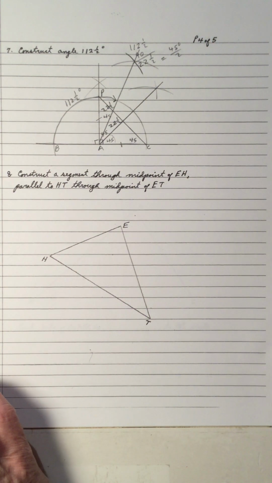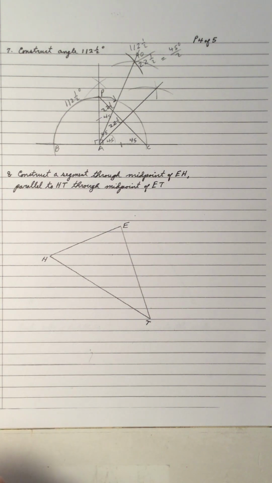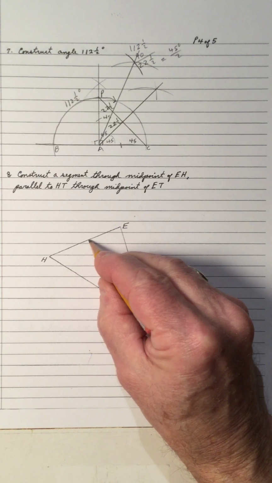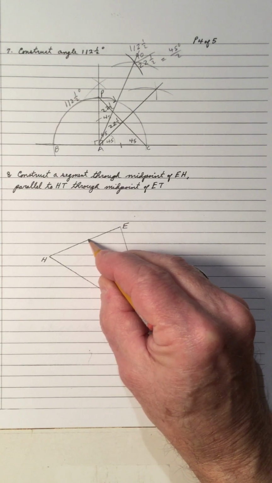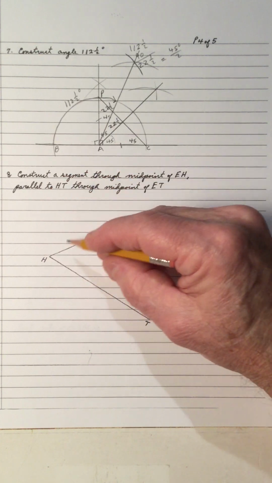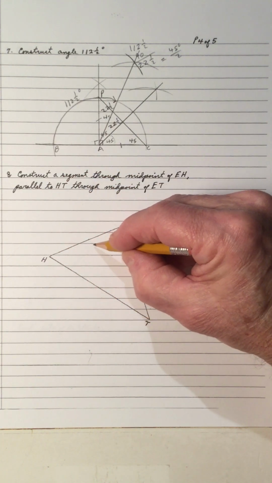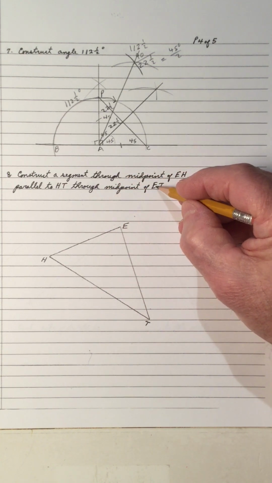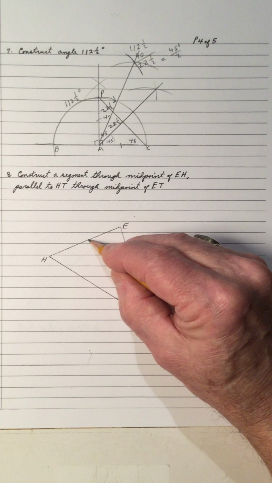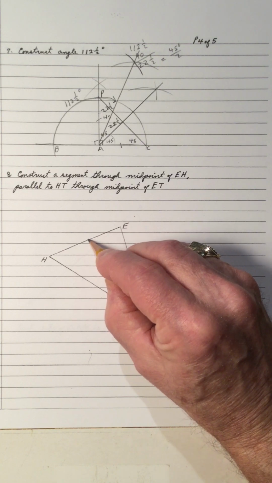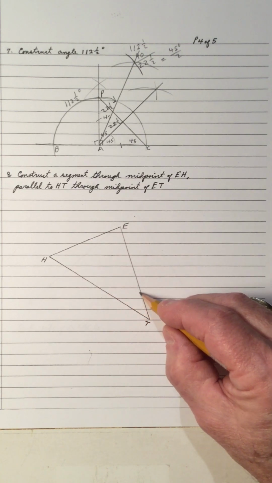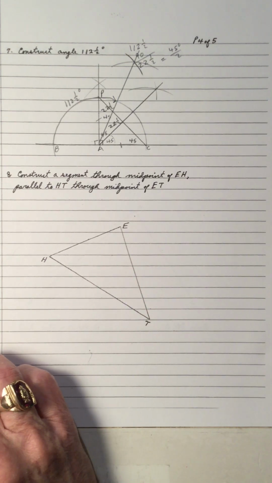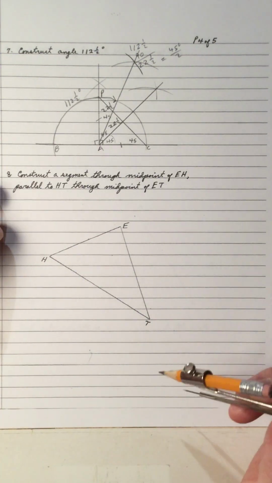Now we have another one to do. Keep reviewing, keep practicing. Construct a segment through the midpoint of EH. So we have to get the midpoint of EH, let's say it's right here somewhere, parallel to HT. So it's got to be parallel like that through HT and going through the midpoint of ET. So we got to start here to this midpoint, parallel to HT, and passing through the midpoint of ET. So what I'm going to do is find the midpoint of ET.